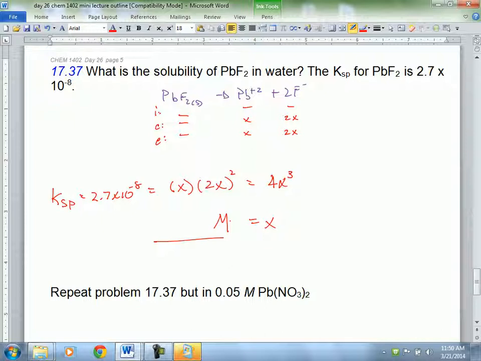Oh, you put that in the initial. Put the 0.05 for the initial for lead. Because I don't know if you remember your solubility rules very well, but nitrate is just like those alkali metals. You don't pay any attention to them. They're always spectator ions. Good, so that's the initial lead.